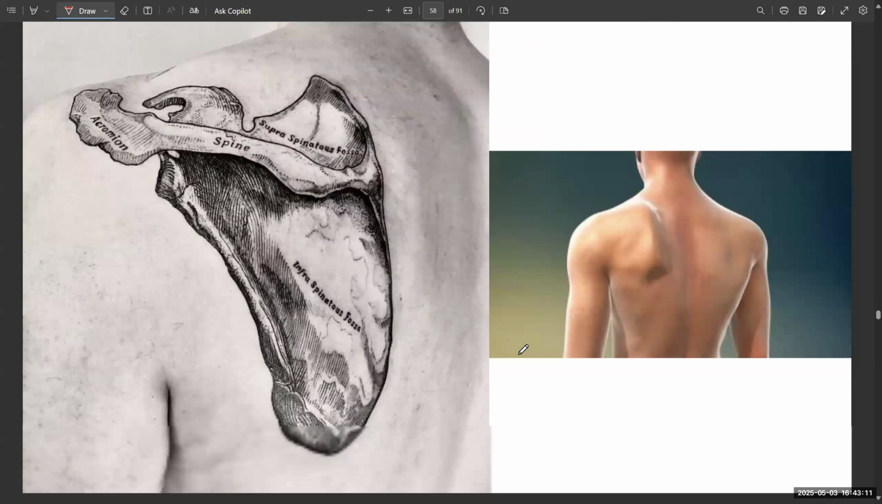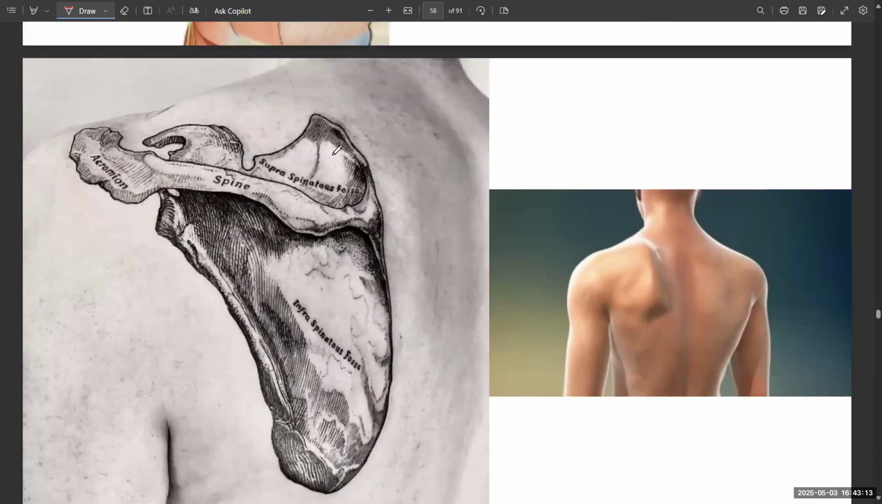So I want to show you here. If you look here, this is the scapula. This is the medial border of the scapula. Now, if this part is not being held properly because of paralysis of serratus anterior, it is going to move outwards and laterally. So it's going to give you this appearance.